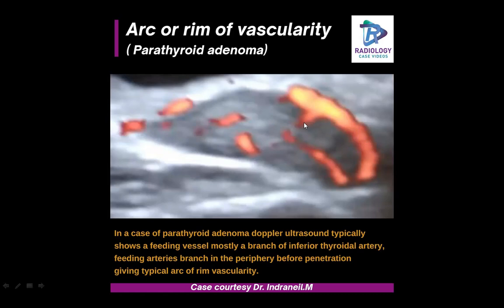The features suggestive of this lesion are that there is a rim of vascularity around the lesion, and this branch was arising from the inferior thyroidal artery. The thyroidal artery was also very prominent, dilated and tortuous, and is surrounding the lesion. So these are the feeding arteries, and before penetration, they give rise to this type of pattern. This is a proven case of parathyroid adenoma.